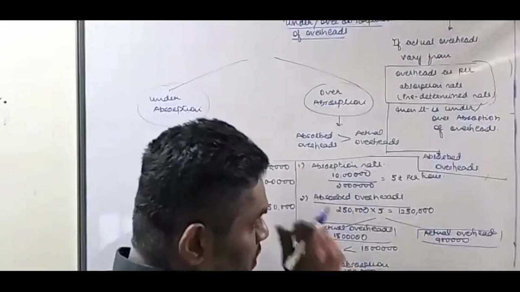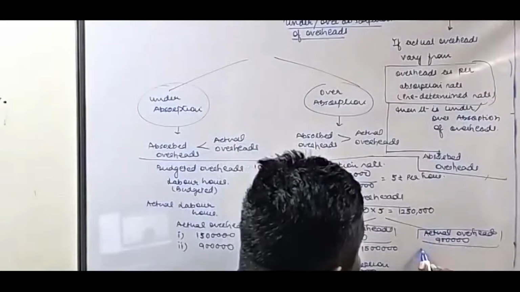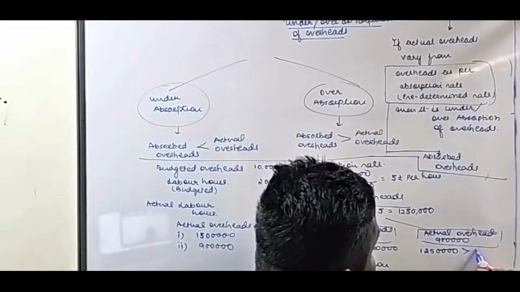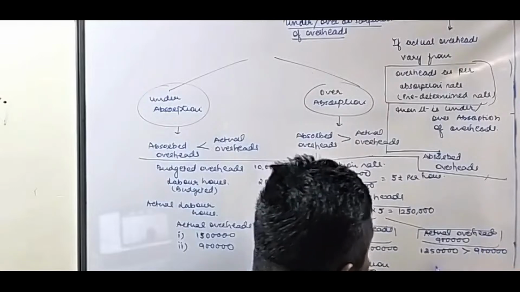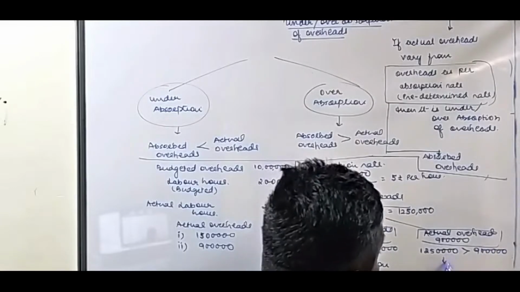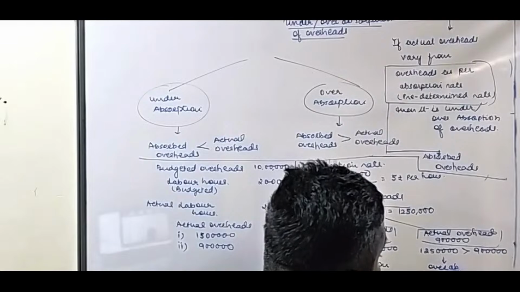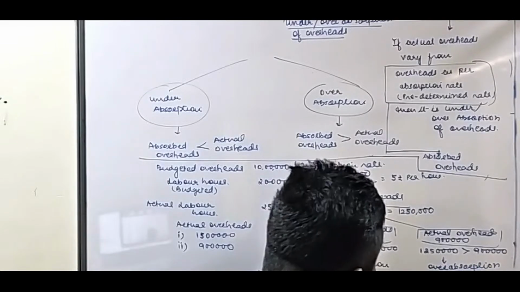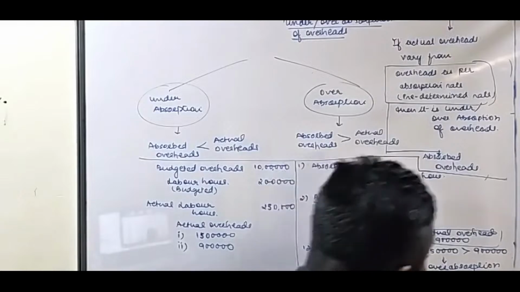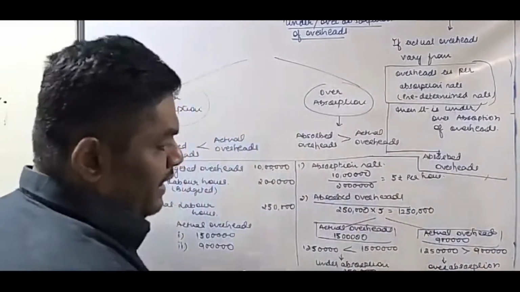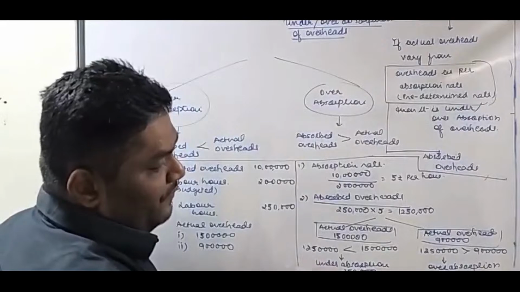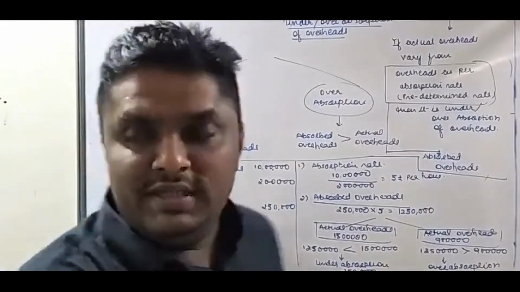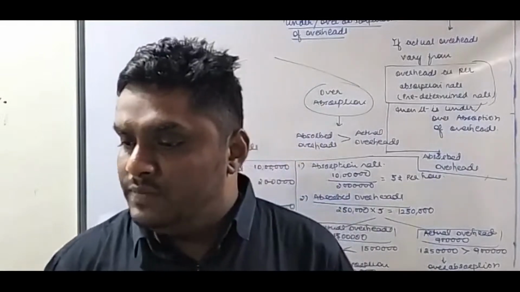And when talking about this part, my absorbed overhead 12,50,000 is more than my actual overhead 9 lakh. So this we call over absorption, by 3,50,000. So herein there is an under absorption of 2,50,000 and herein it's an over absorption of 3,50,000. So this is all about the concept of under or over absorption of overhead.